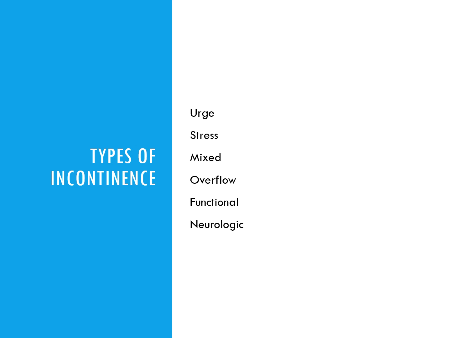Overflow incontinence occurs when there is poor contractility of the detrusor muscle or obstruction of the urethra, as in prostate hypertrophy in the male or genital prolapse in the female.